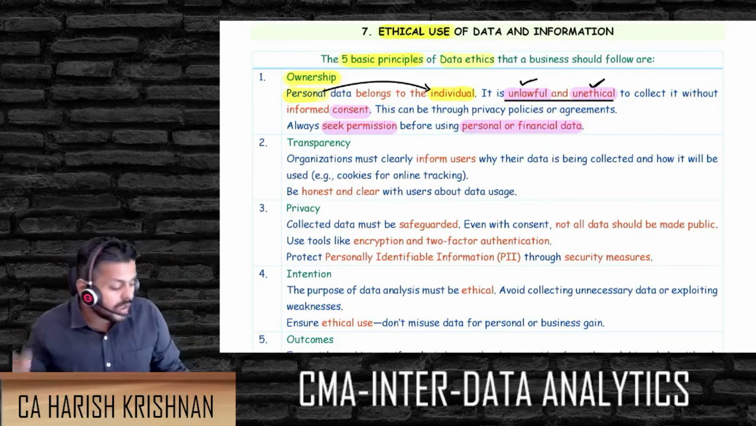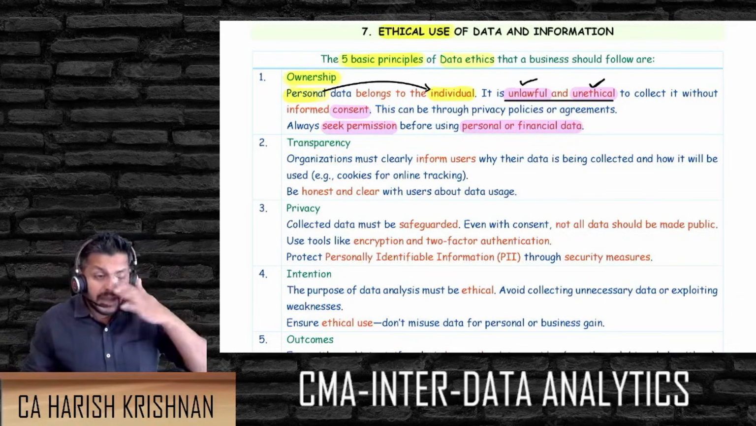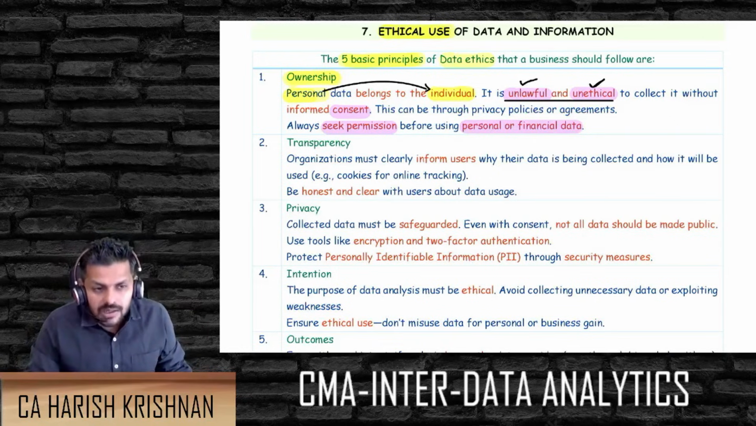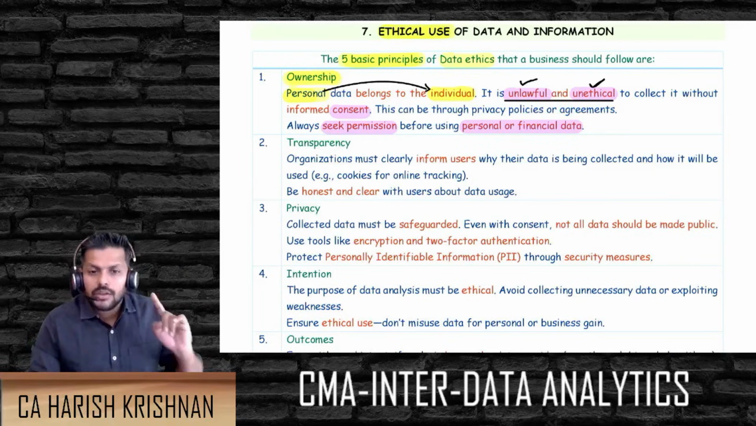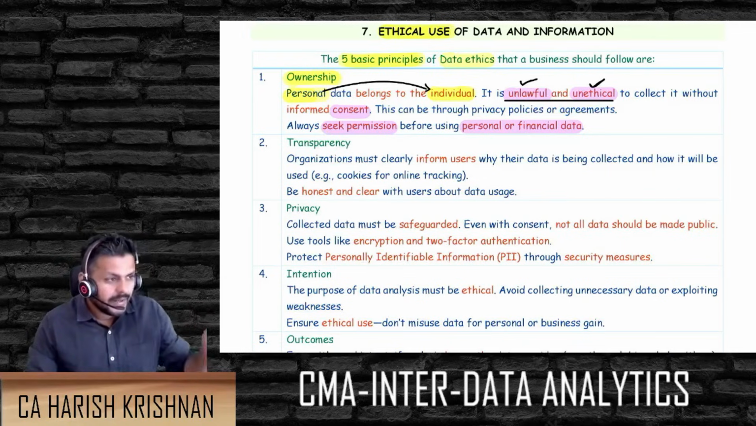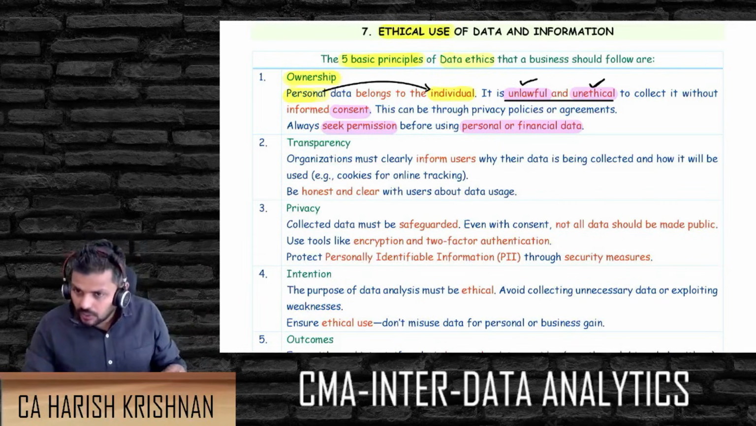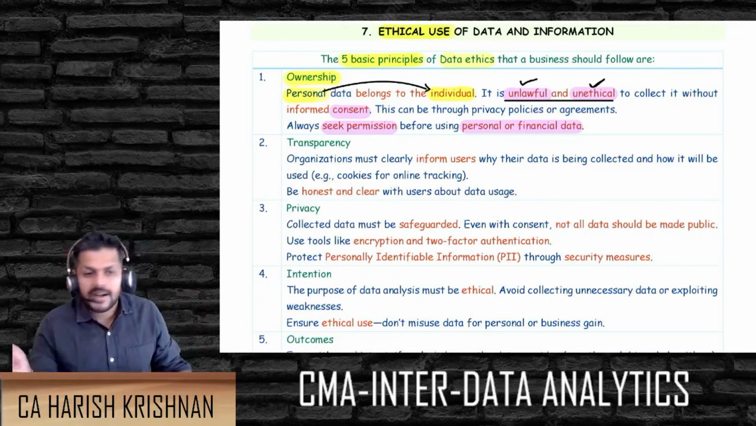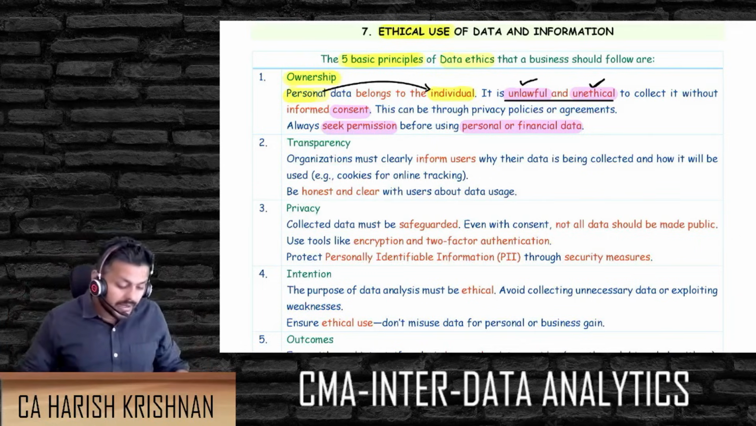On almost all your apps, they would have taken permission. Now, if you didn't read the privacy policy or if you blindly clicked something, that is not their prerogative, that is your lack of understanding or knowledge. Understood? So the first principle is regarding ownership. Personal data belongs to the individual. It could be called SPDI. It is unlawful and unethical to collect without consent. So there are two things that are mandatory: consent to collect and consent to disclose, from the data owner. This is the first and foremost point.